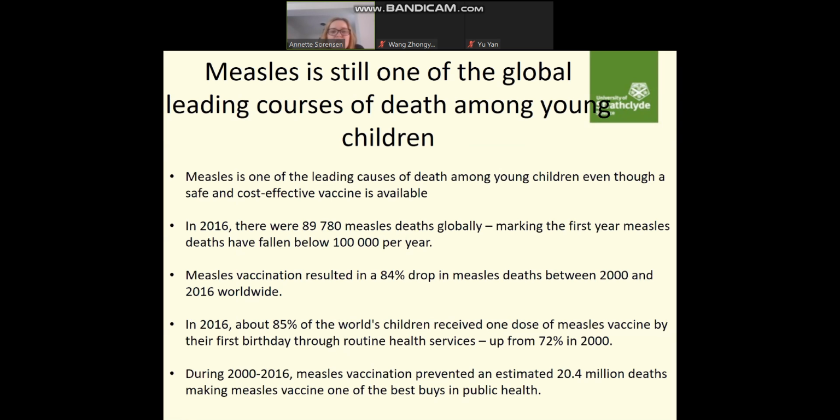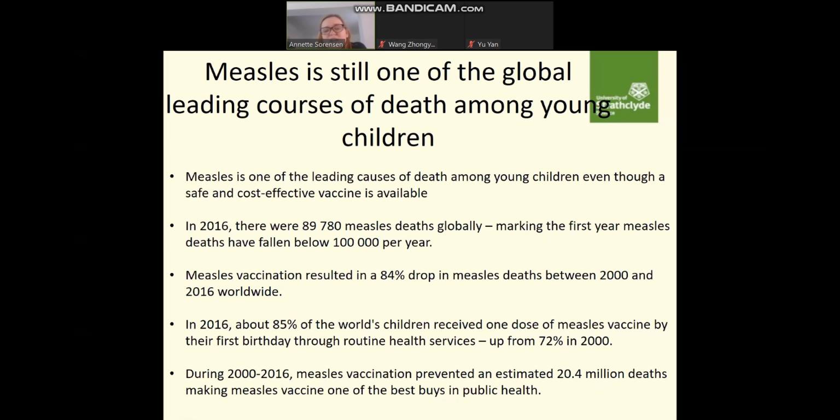It's one of the leading causes of death amongst young children, and that is despite us having a very safe and very cost-effective vaccine available. In 2016, there were nearly 90,000 deaths from measles infections globally. That is actually really low compared to other years, because it's the first time that it has fallen below 100,000 deaths from infections per year.